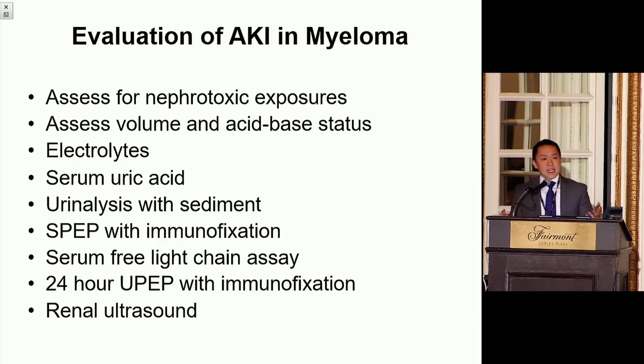How do we evaluate AKI in patients with myeloma? Well, this is just one way to approach the patient initially. We could try to rule out common things first: assess for nephrotoxic exposures, NSAIDs, ACE inhibitors, and so forth. Contrast, assess their volume status and acid-base status, check electrolytes, check the serum uric acid level to rule out hyperuricemia, examine the urinalysis with the sediment. If they haven't had them done already, you can check monoclonal protein studies like the SPEP, serum-free light chain assay, and a 24-hour UPEP. And it's easy enough to order a renal ultrasound to rule out obstruction because this may still be possible.